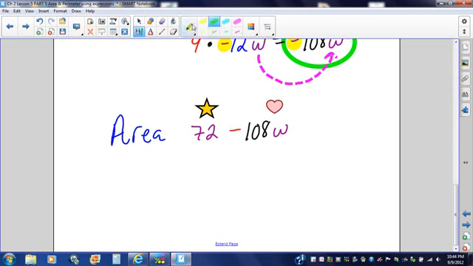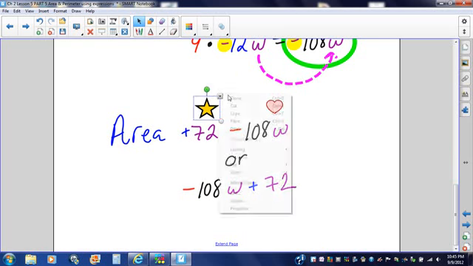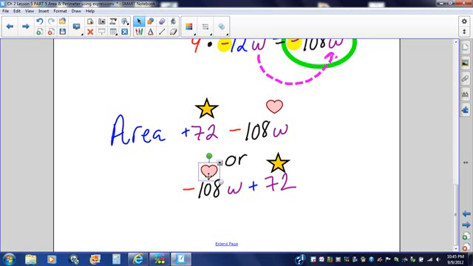Or, for those of you thinking, the game makers may try to trick you, and the game makers may write the answer like this. They may write negative 108w, and this is a positive 72, so they might write plus 72. It means the same thing. Here's our star. Here's our heart. Basically, we took the negative 108, put it in the front with the w, put the 72 at the end.